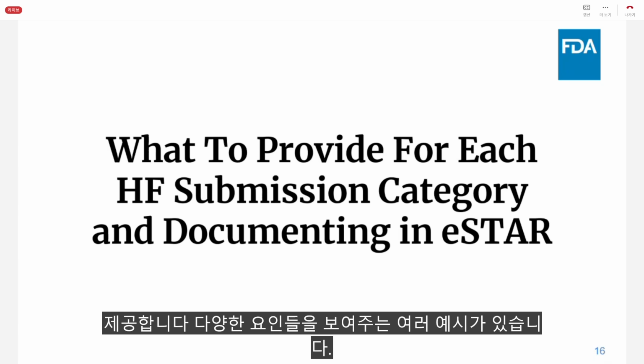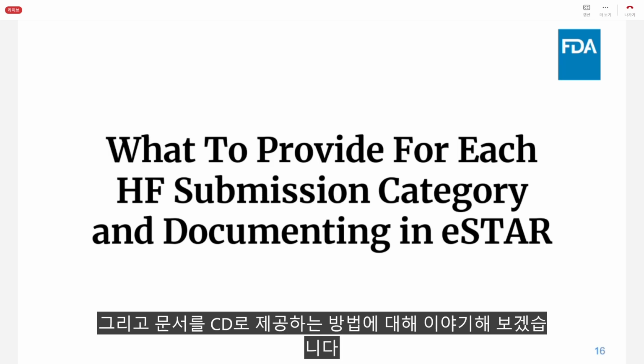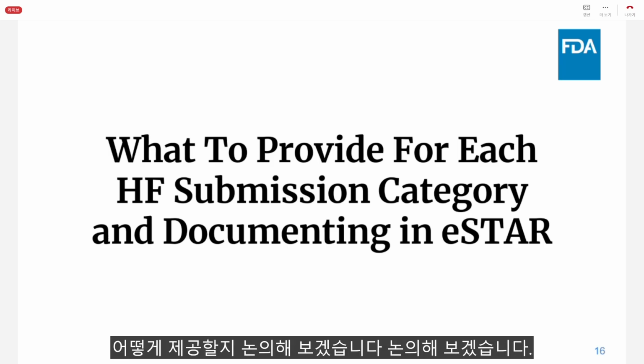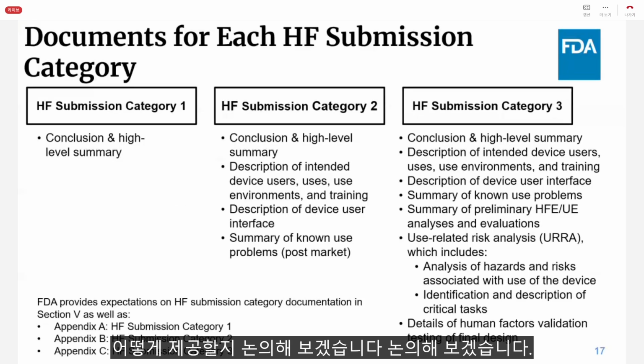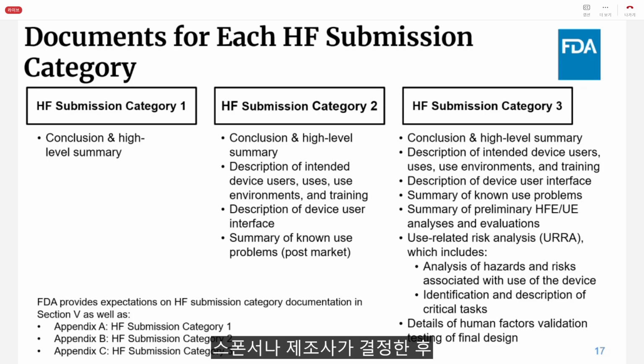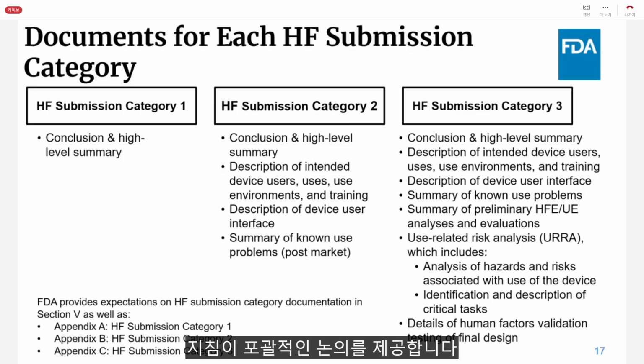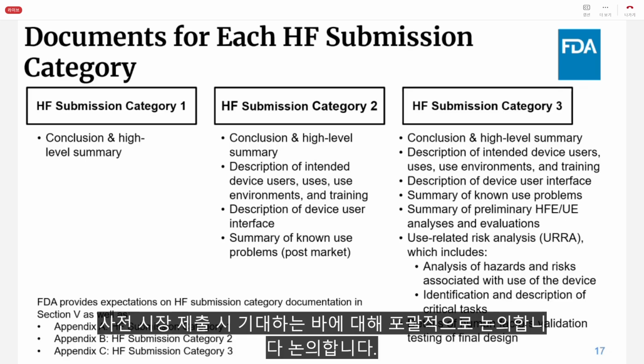Now let's discuss what to provide for each human factors submission category and how to provide the documentation in CDRH's Electronic Submission Template and Resource, or eSTAR. Once a sponsor or manufacturer has determined their human factors submission category, the Human Factors Content Guidance in Section 5 provides a comprehensive discussion on what FDA expects in a pre-market submission for each submission category. This slide summarizes that information at a high level.